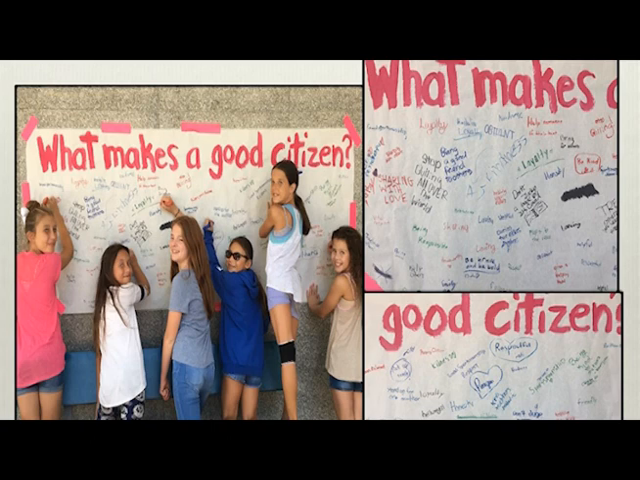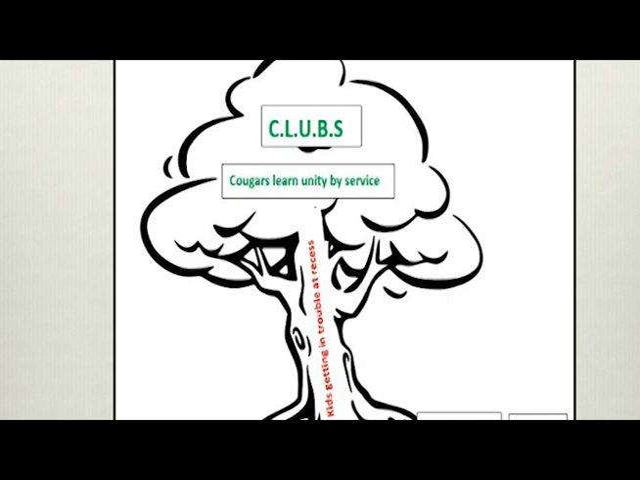They also made their tree. What they wanted to do was give kids something to do at recess, because kids are getting in trouble at recess constantly because they're bored. So they decided they would create clubs. Their mascot's the Cougars. So CLUB is an acronym. It stands for Cougars Learn Unity by Service.